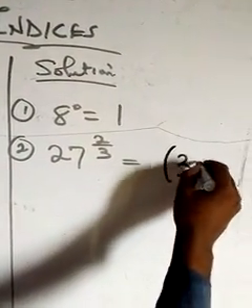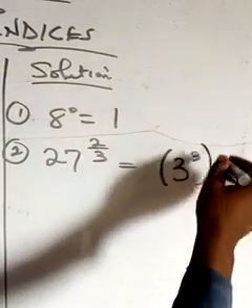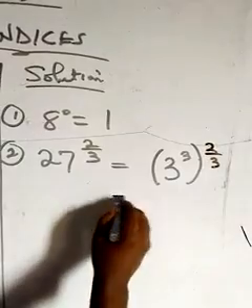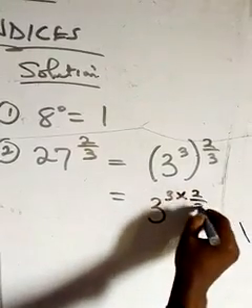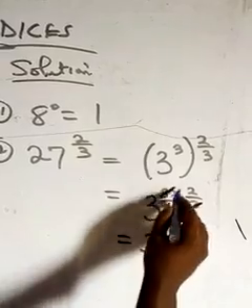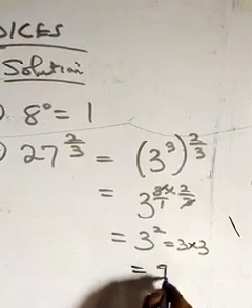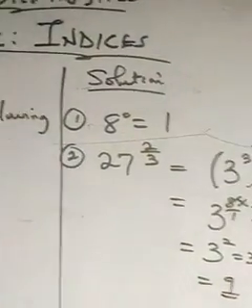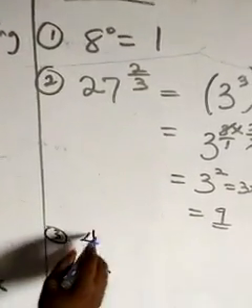You now have 3 raised to the power 3. This is your 27 now. This still remains, that is 2 over 3. This now becomes 3 raised to the power 3 multiplied by 2 over 3. 3 cancels 3 here. We are now left with 3 raised to the power 2, which is 3 times 3, which equals 9.